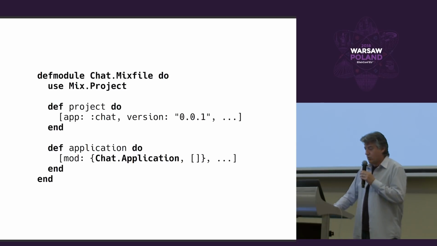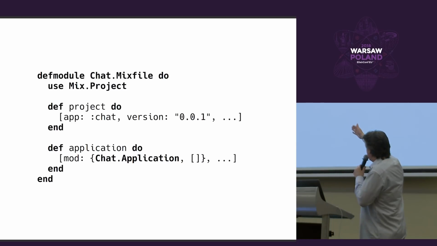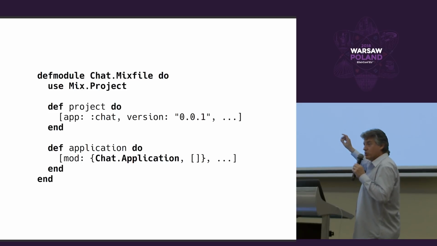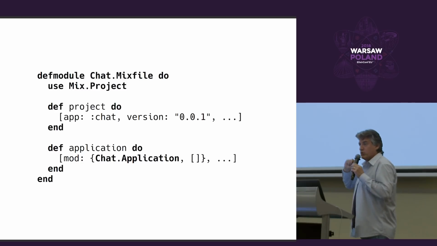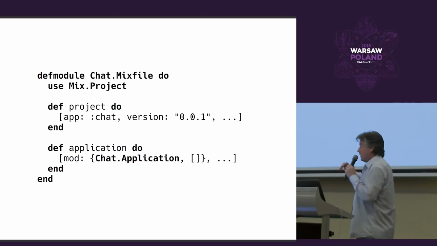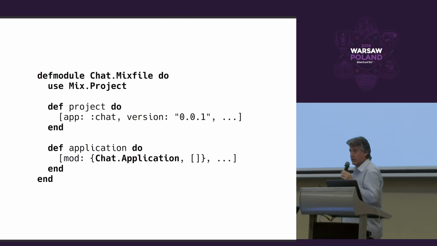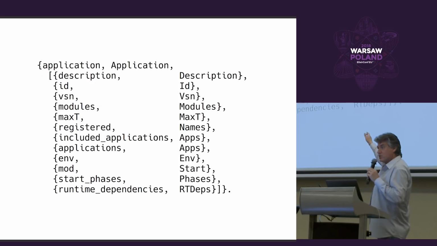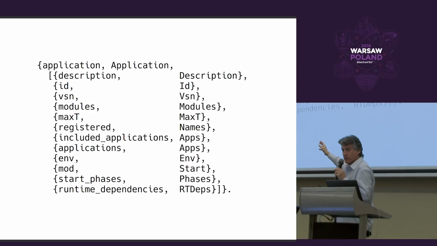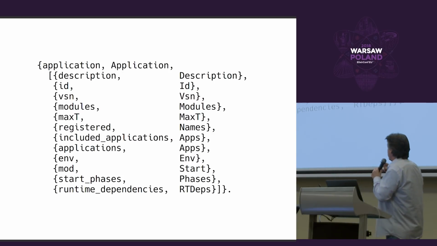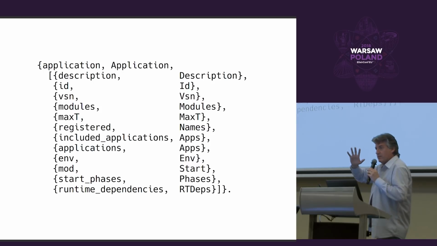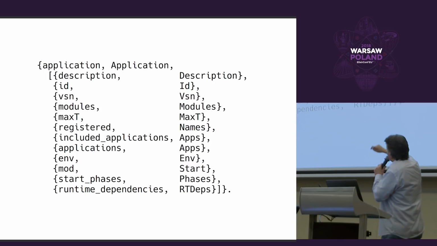All right, so in a mixed project, you have this project function, you have this application function. So let's do a link here. Application here means technically OTP application. And these keys, app, version, mode, these keys map to the resource file. These are the keys of the resource file. Some of them are in project, some of them are in application, and some of the keys that are allowed do not end up here. But basically, the keys that you have there map to this thing.